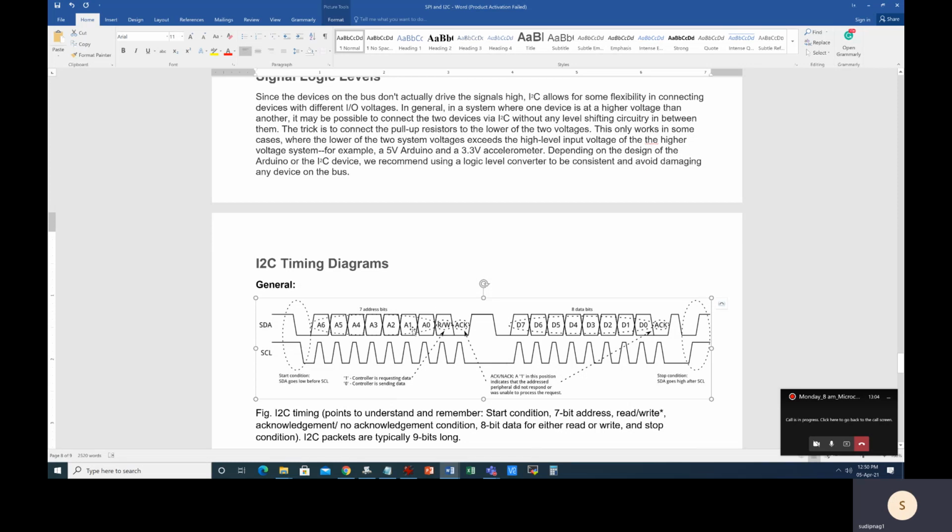So the first 7 bits consist of the address of your slave device or your peripheral device. So A6 to A0 indicates the 7-bit address of the peripheral device. Now you first have to keep the data on the SDA line, and then after some time you have to give a single clock cycle over the SCL line. So at the middle of every data duration, the SDA value is sampled by the other device.